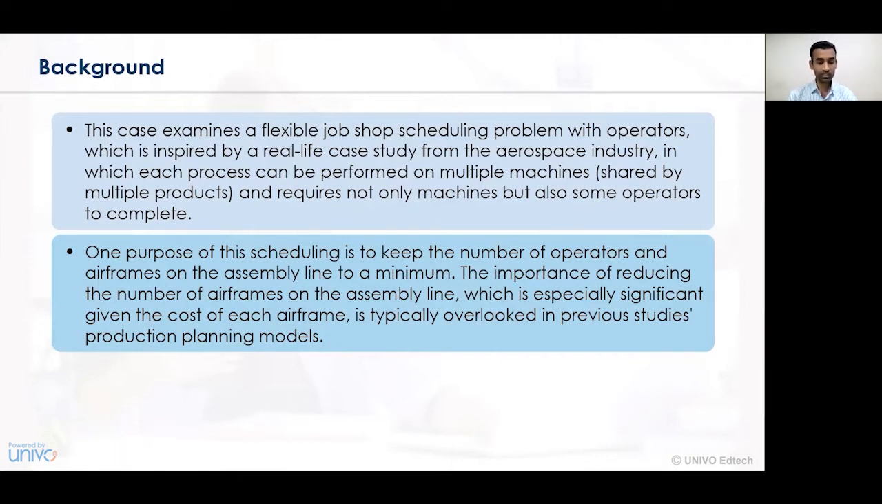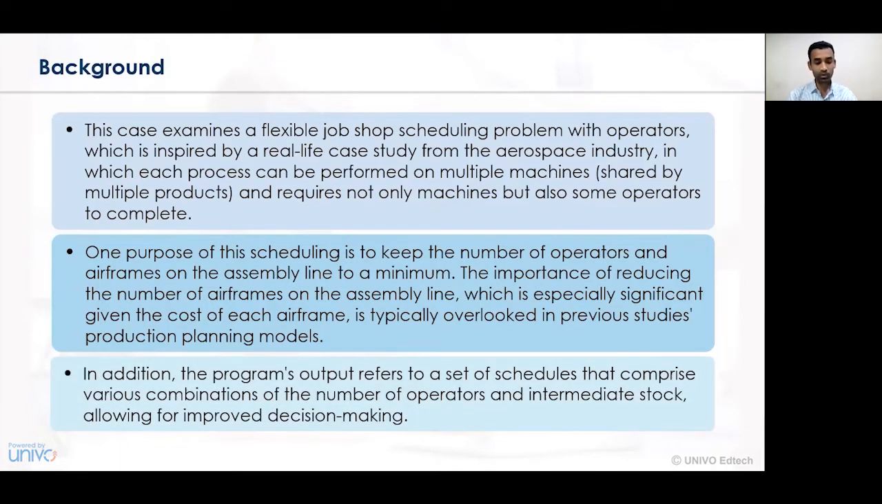For this consideration, one has to understand what the various activities conducted in business organizations are and how those activities need to be scheduled. In addition to this, the program's output refers to a set of schedules, which comprises various combinations of numbers of operators and intermediate stocks, allowing for improved decision making. So, in order to improve decision making in an airframe industry, one has to see what stocks are available, how the quantity of stock needs to be moved from one location to another, one process to another, and how those activities need to be coordinated.